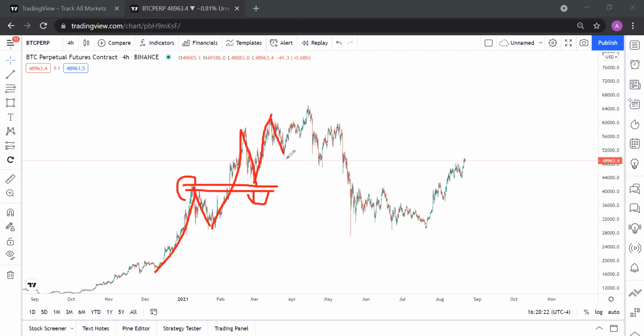It gave a pattern. It sold, it went up again, it sold, and then around this point, it gave us a head and shoulder pattern. Now, a head and shoulder pattern is actually a trend reversal pattern. So price reversed, and then we had a massive dip that took Bitcoin from around 65,000 USD down to 29,000 USD, I think.